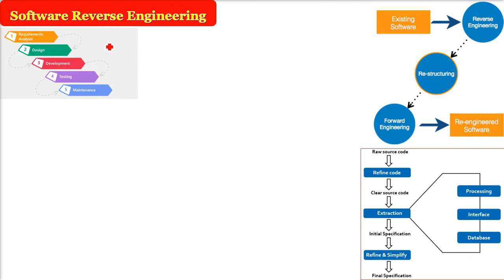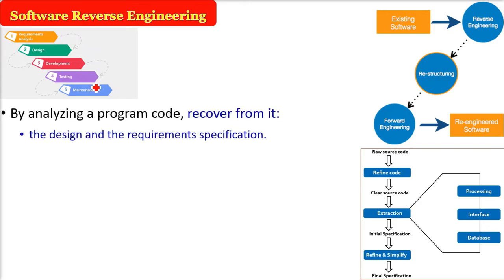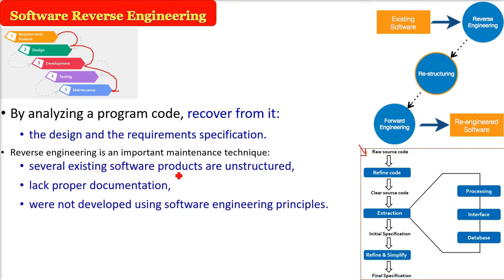Reverse engineering in software. So how to do this? See, if you are in a car and you use the reverse gear, your car goes backward. Same thing here. You are at maintenance right now. Now you only have the source code. Sometimes you may have additional documents or information, but you are analyzing the program code and recovering from it the design and finally the requirement specification.